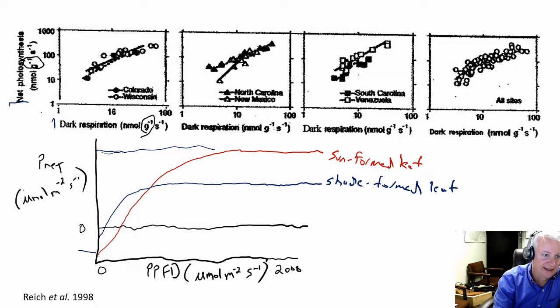In contrast, then, the shade-formed leaf has a lower light saturated net photosynthesis rate and a less negative or lower dark respiration rate. Again, associated with differences in the amount of photosynthetic machinery. That sun-formed leaf is thicker, has more rubisco and other photosynthetic enzymes, therefore its maintenance costs are higher, and vice versa for the shade-formed leaf.